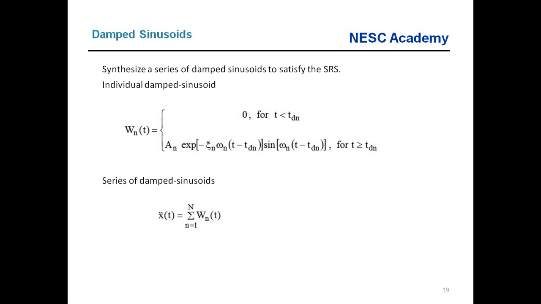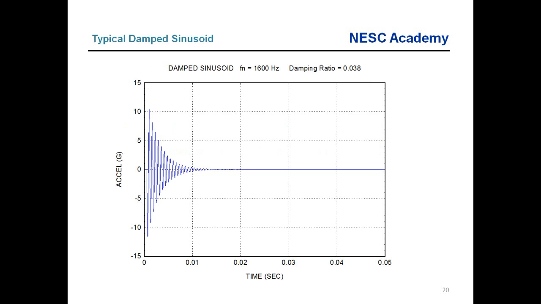So what we're going to do is take a series of these damped sinusoids and mix and match them together so that we can satisfy the SRS. Now, when we were doing this for wavelets, we were also trying to optimize the waveform by minimizing displacement, acceleration, and velocity. In this case, we're not going to try and do any optimization. We're just trying to match the SRS specification.